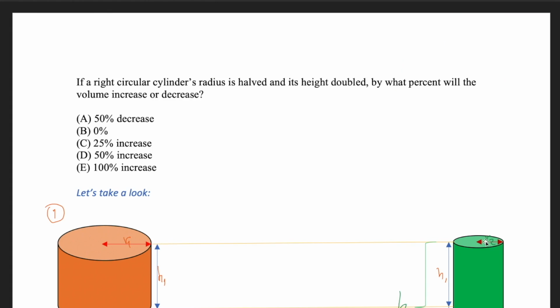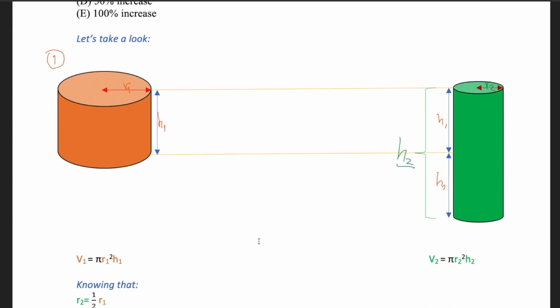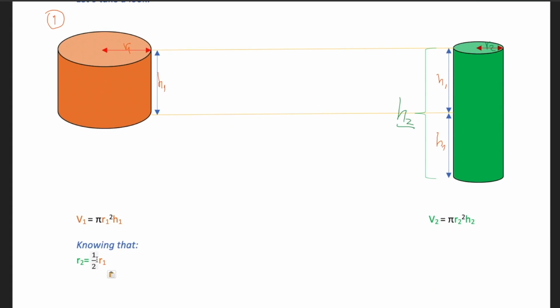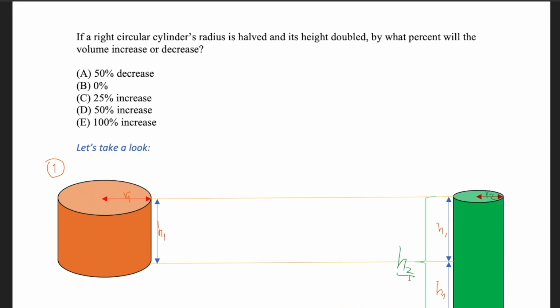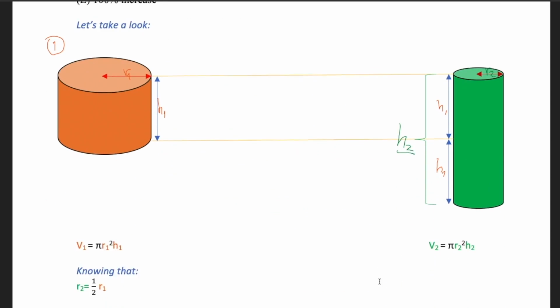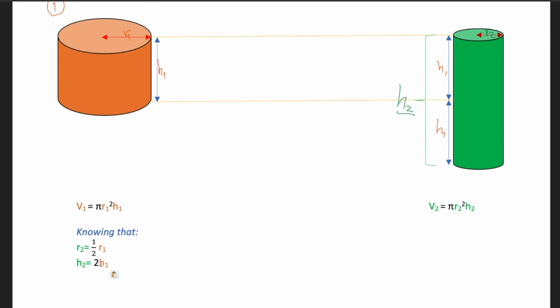Knowing that r2 is obtained by halving r1, it becomes pretty simple. So we have r2 here will be half of r1. The same goes for h2. You can guess h2 is being obtained by doubling h1, right? So h2 would be 2 times h1.